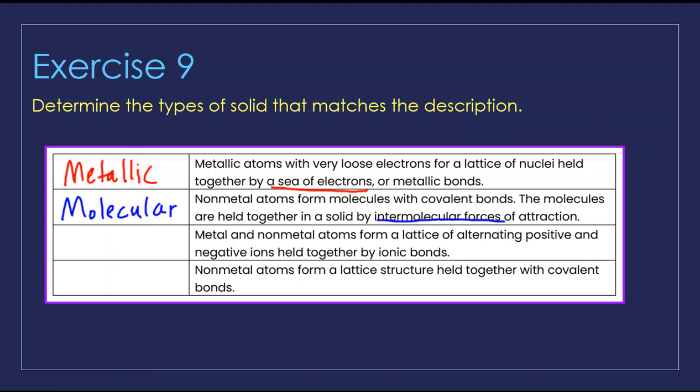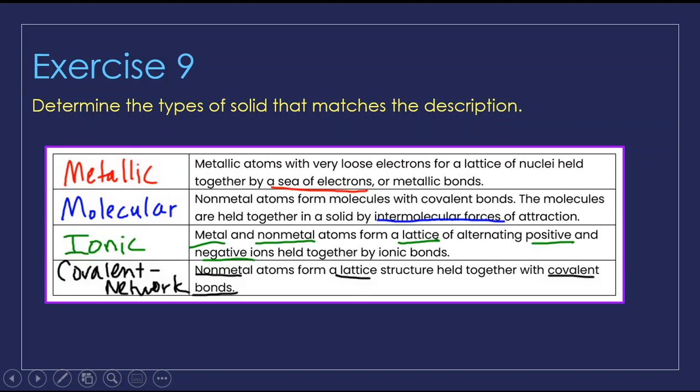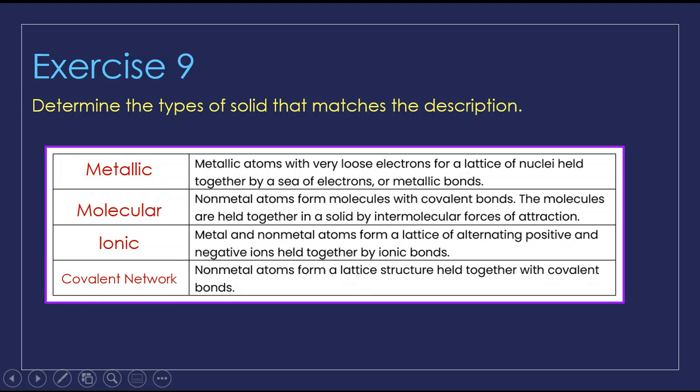Aha! I don't know if I have to read much further than metal and non-metal atoms forming a lattice. It still goes positive, negative. At that point, I know I'm talking about ionic. Very good. And the last one here, non-metal atoms form lattice structure held together with covalent bonds. Lattice one with covalent bonds has to be? So covalent network. Very good. Covalent network. All right, we're getting there.